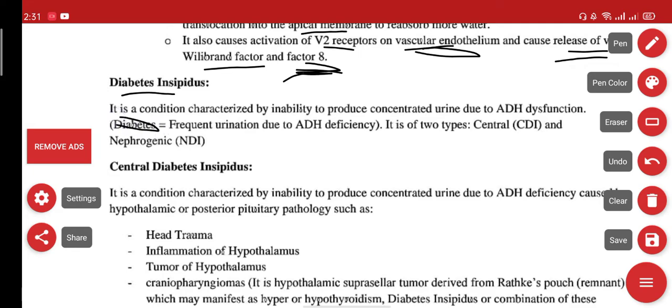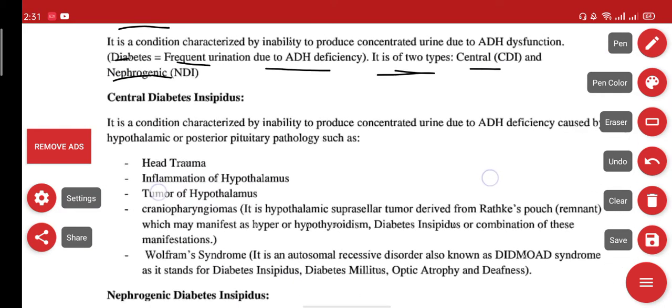Diabetes mellitus, which is the main diabetes, causes polydipsia, polyuria, and polyphagia. That diabetes is mainly related with frequent urination, or polyuria. Over here again you will have polyuria, but it will be due to ADH deficiency or ADH dysfunction. Now diabetes insipidus is of two types, the central and the nephrogenic diabetes insipidus. We will cover each of these in detail now.